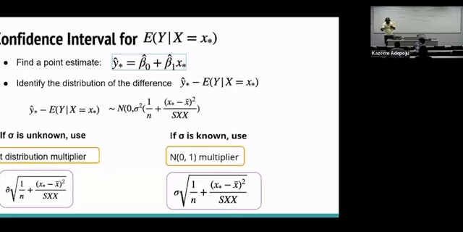Has anybody heard about Z table? Okay, so please pay attention.